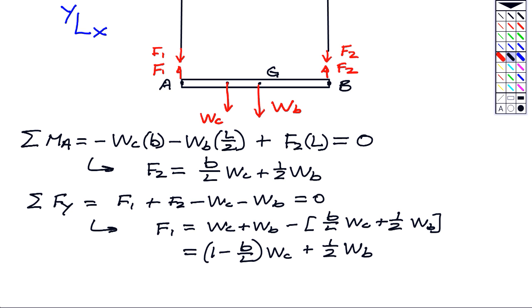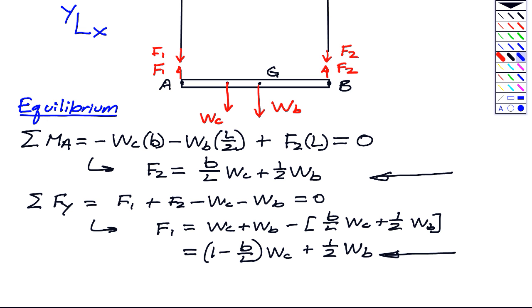So again, these are two key steps here. And maybe what I need to do is right from the word go, identify what I'm doing. I'm looking at equilibrium. The results we have there for F1 and F2 simply came from equilibrium.